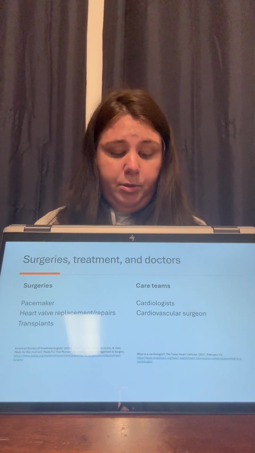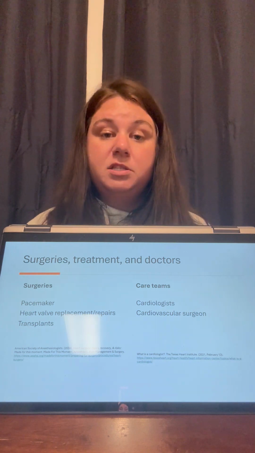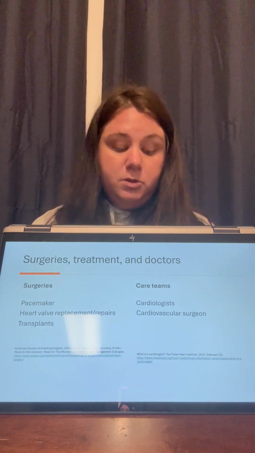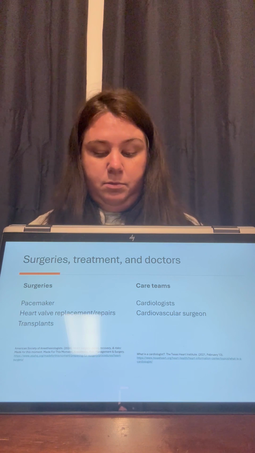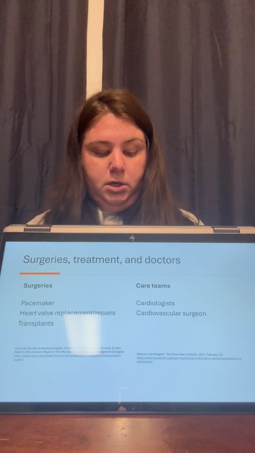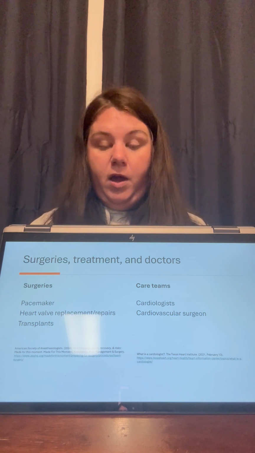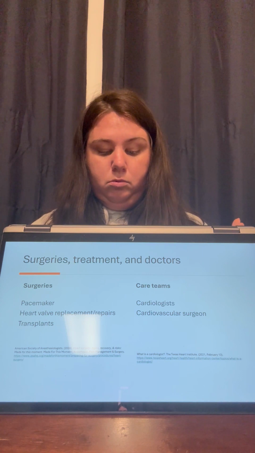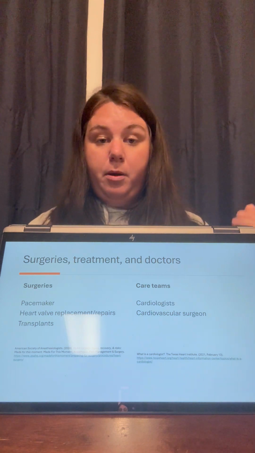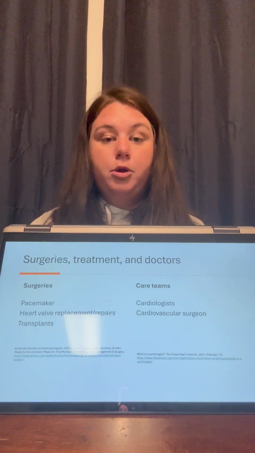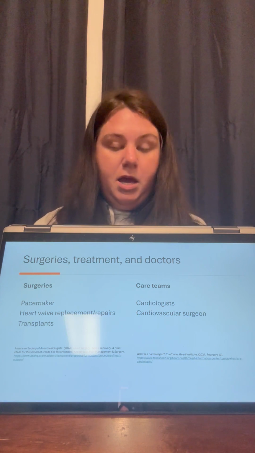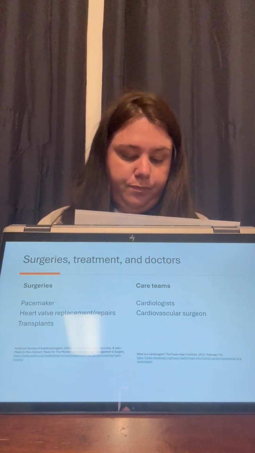The next option could be having a valve replacement or repair. This would be done if you have something wrong with the valves of your heart. This could be done with an artificial valve, or a biological valve from a pig, cow, or human heart tissue. And then there's transplants as well.